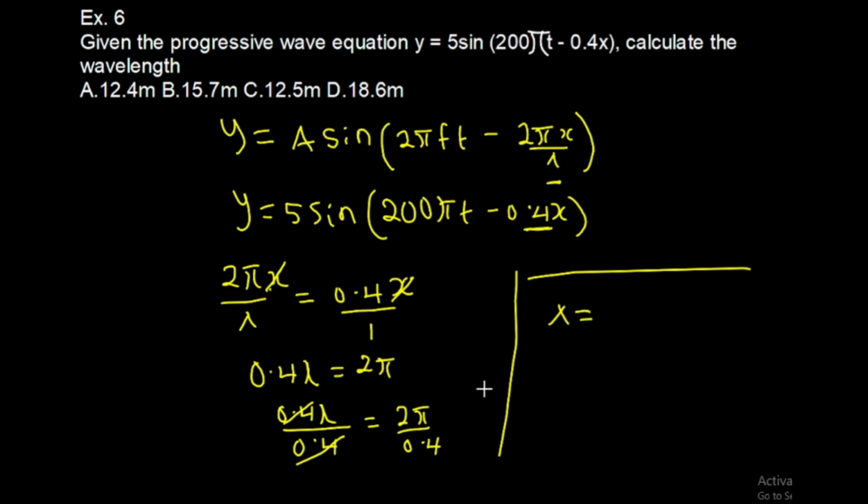wavelength equals 2 pi divided by 0.4, which is 15.7 meters. So this is our correct answer here, option B.